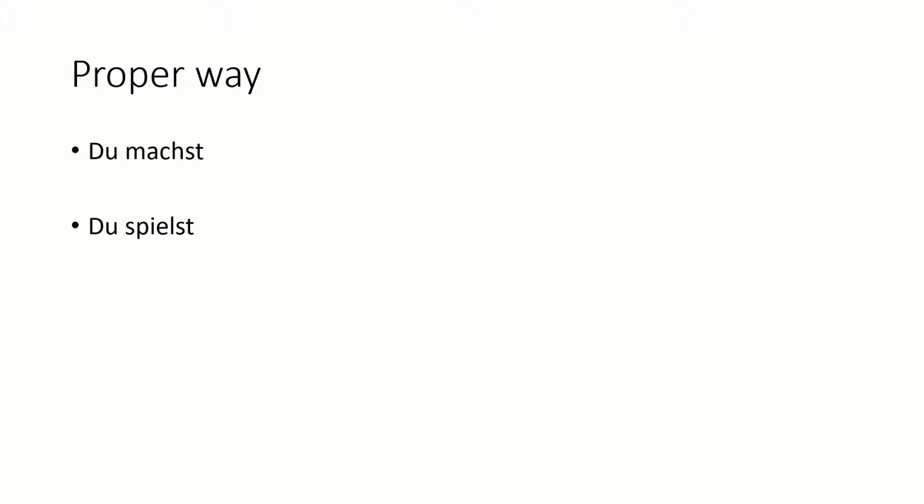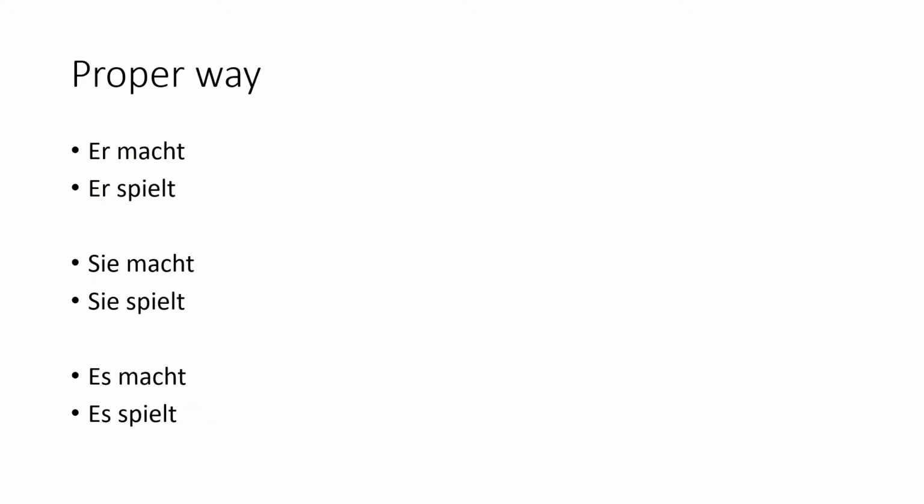For du, you add the st. So you do machst and du spielst. I just added the st to the end of the stem and got the proper conjugation. So for er, sie, and es, you add a t to the end. So you get er macht, er spielt, sie macht, sie spielt, and es macht and es spielt.